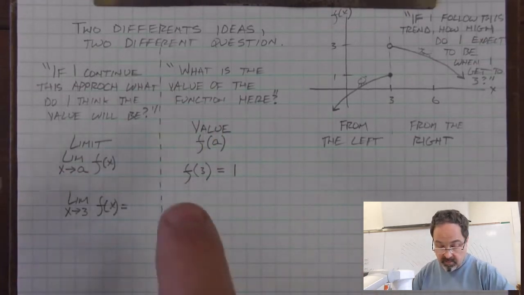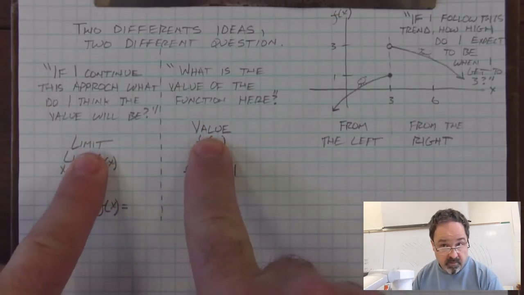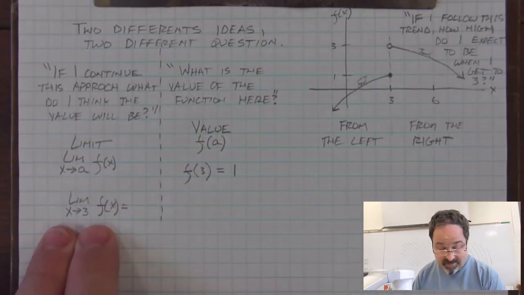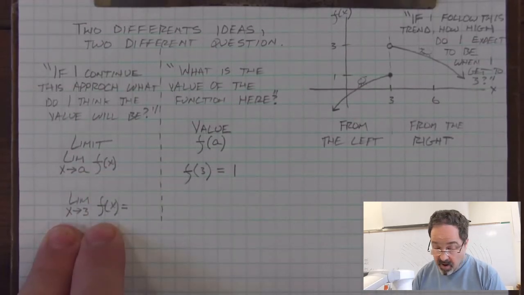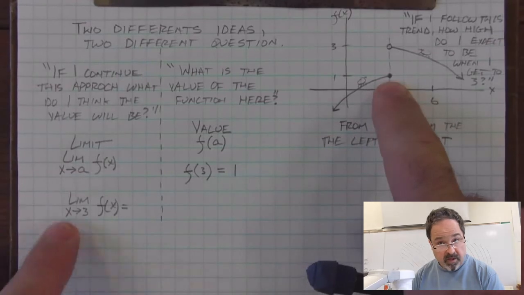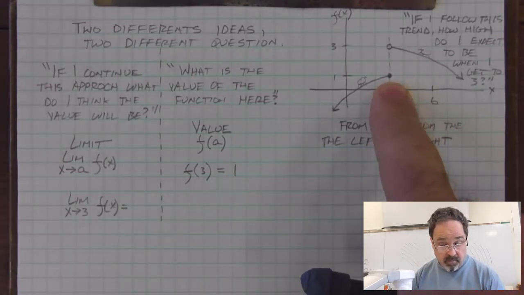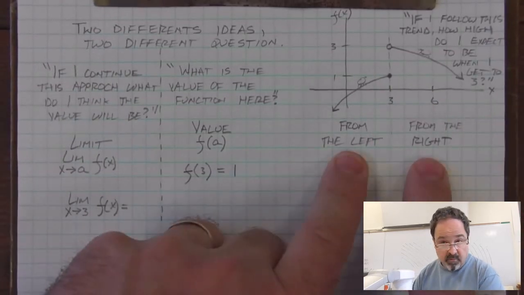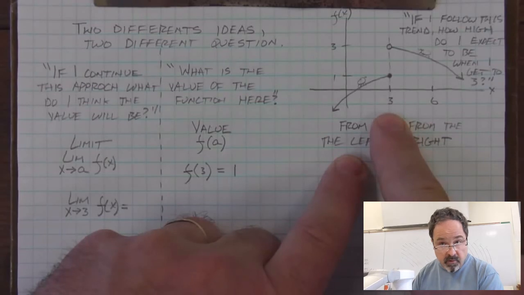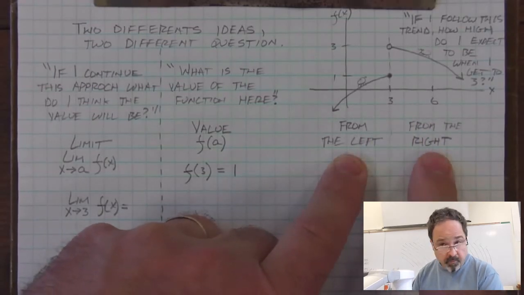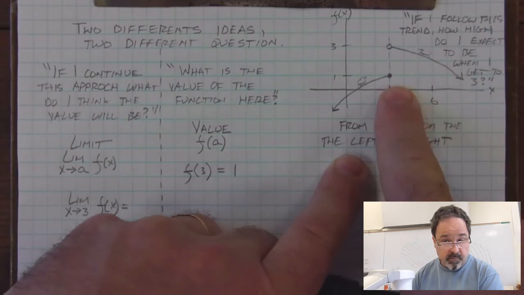We have to go back to the idea that these two questions are fundamentally different. So we do not decide the limit question by looking at the value of the function. That closed dot there has no bearing at all on the answer to these questions. Where do I think I'll be if I approach 3 from the left? Where do I think I'll be if I approach from the right? Don't look at that closed dot. We're talking about something different.